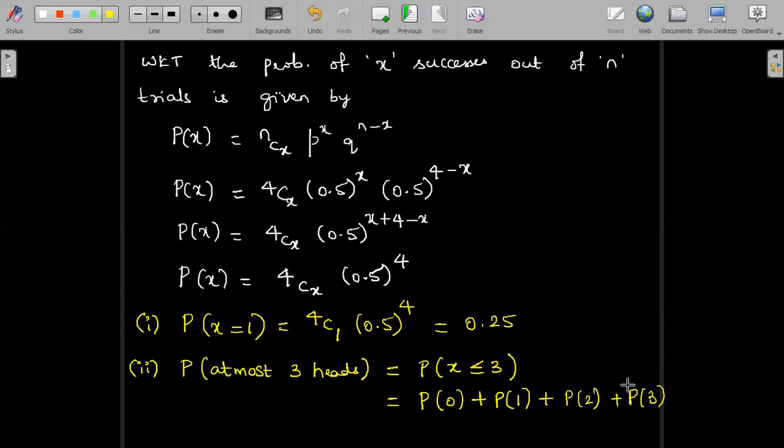So we need to substitute this in the previous expression for P of x, where we have substituted probability of success, failure and n value, n is equal to 4. All that we have substituted and got an expression for P of x, no? So there we can substitute x is equal to 0, 1, 2, 3 and get the answer.